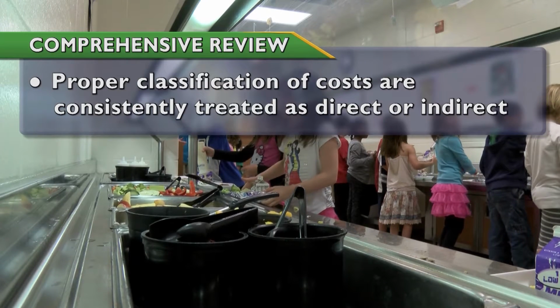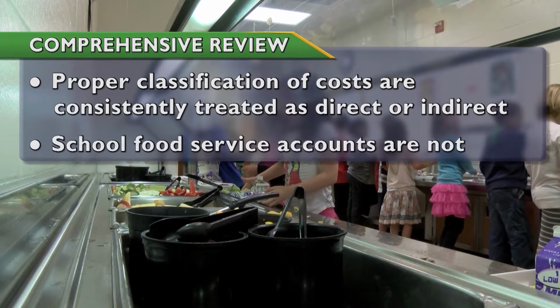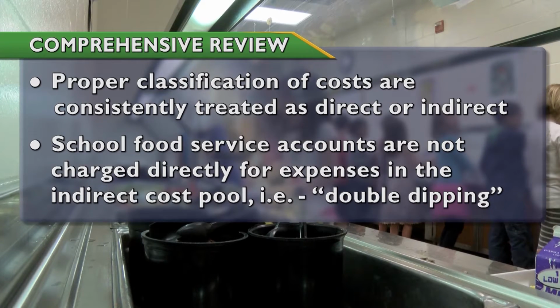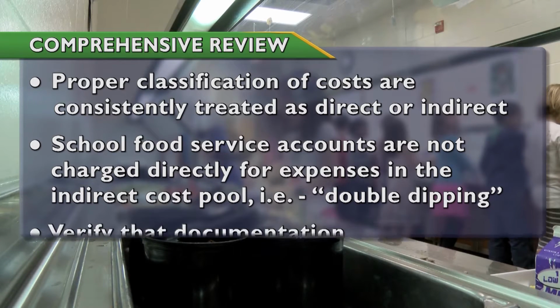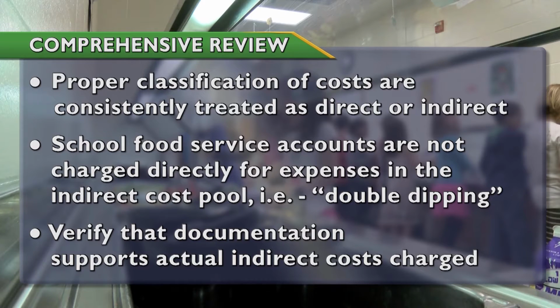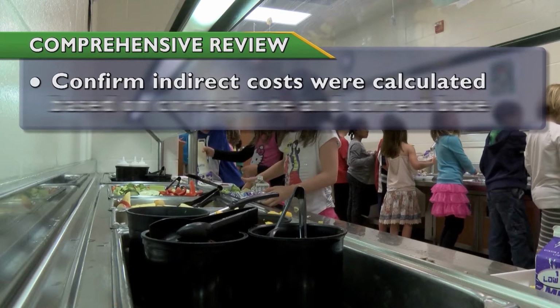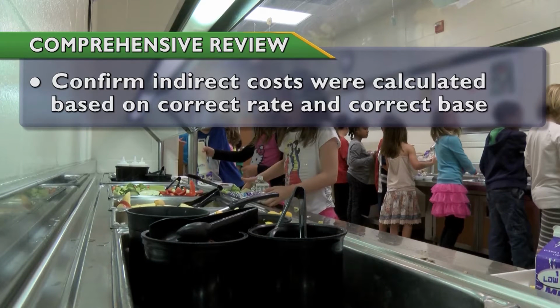Ensure that proper classification of costs are consistently treated as direct or indirect. Confirm that school food service accounts are not charged directly for expenses that are included in the indirect cost pool, a practice known as double dipping. Verify that documentation supports actual indirect costs charged to the school food service account. Confirm that indirect costs were calculated based on the correct rate and the correct base.